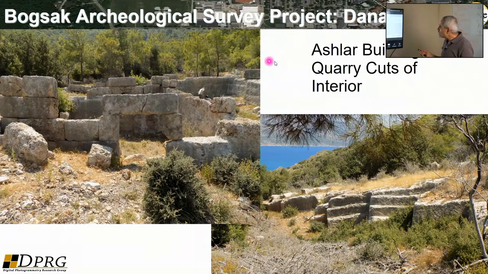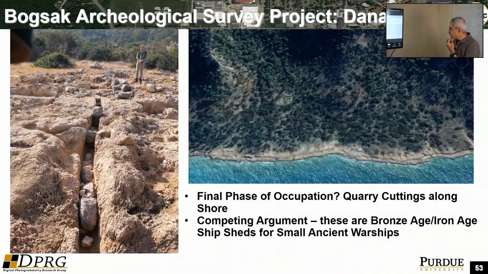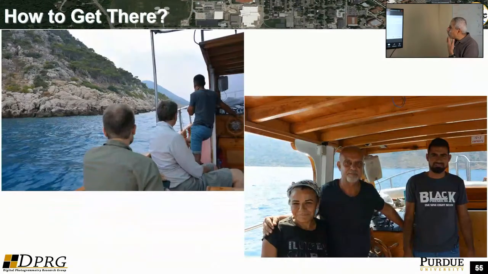And one of the hypotheses there, because they can see quarry cuts, is that they are trying to see whether these quarries were made to build buildings on the island or to take the stones to build somewhere outside the island. So this is the area and how we get there.